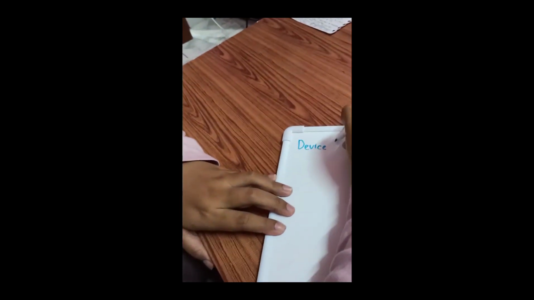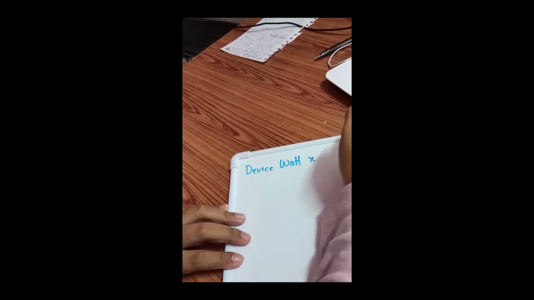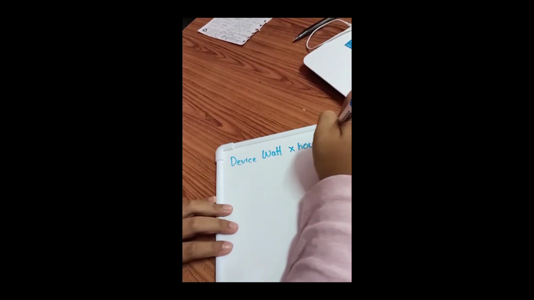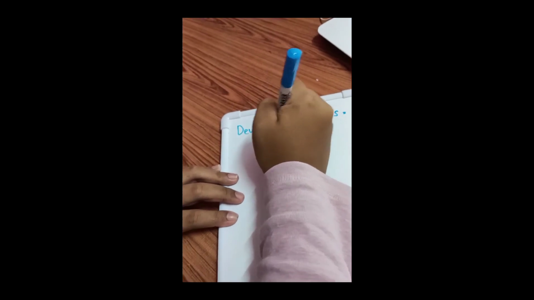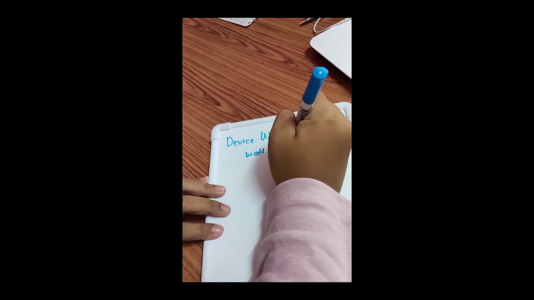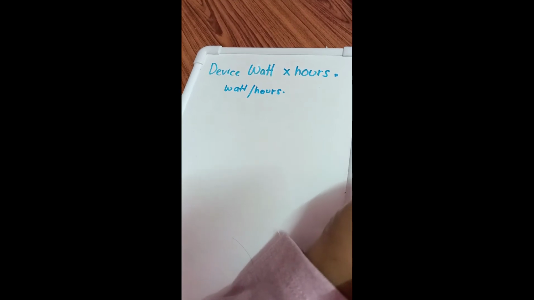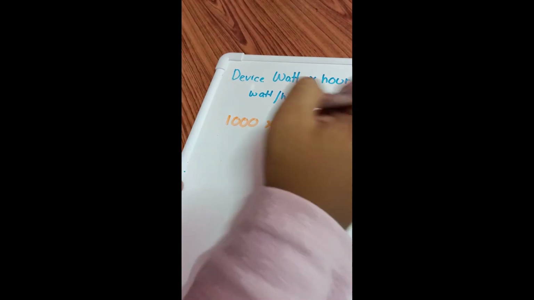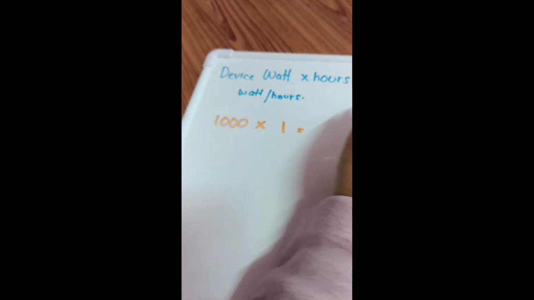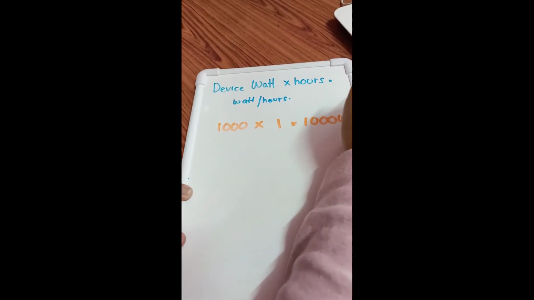Firstly, I will calculate the watt hour per day. The formula is device watt times time in hours equals watt hour. For example, I will choose iron to calculate the energy consumption. Based on the slide given, iron has 1000 watt. For time every day, I choose 1 hour only for a day. So it equals 1000 watt hour.